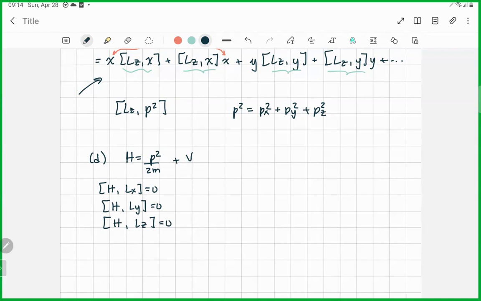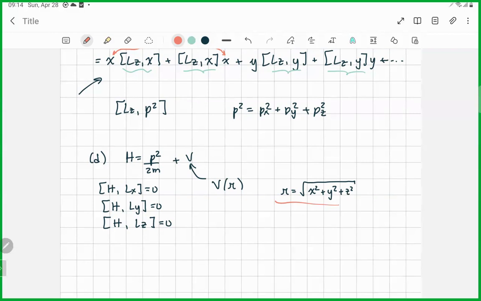Okay, but what is the condition here? That this potential energy depends only on R. Okay, and what is R? R is x squared plus y squared plus z squared, but the square root of all this. Okay, so this is the annoying part, to have to deal with this square root.